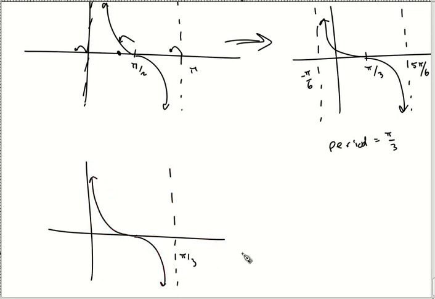Okay, fine. So now I'm taking this guy and I'm going to shift it over by pi over 6. But what happens is that this is at pi over 6 and I'm going to shift it over here to 0. So this is actually totally wrong.